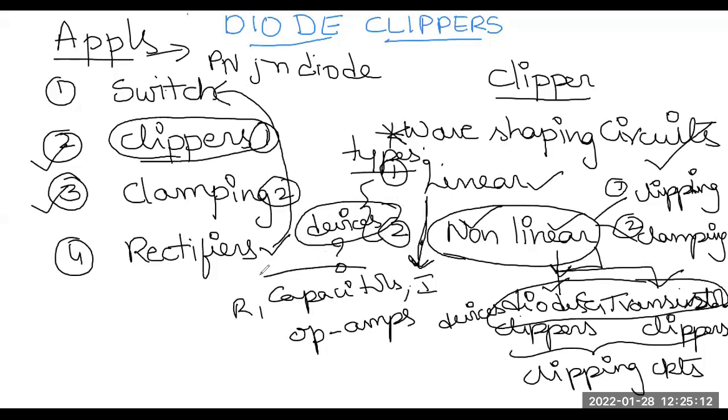Linear devices examples are resistors, capacitors and op-amps. Non-linear devices are diodes and transistors. So if the circuit is using these types of devices, we call the respective circuits linear wave shaping circuits and non-linear wave shaping circuits. In non-linear wave shaping circuits, again, you have two types. One is clipping and clamping circuits, which use these non-linear devices, which are diodes and transistors. Is this clear up to this?